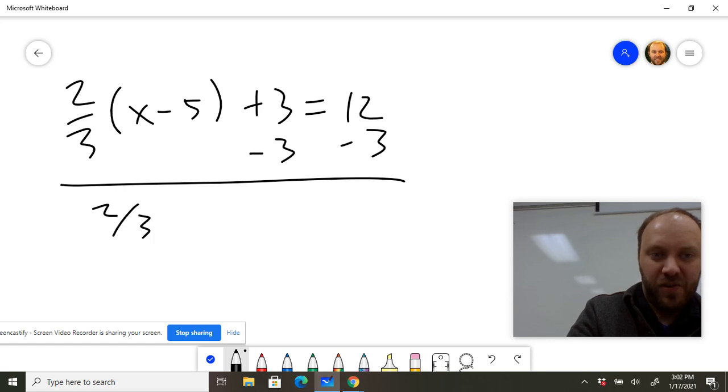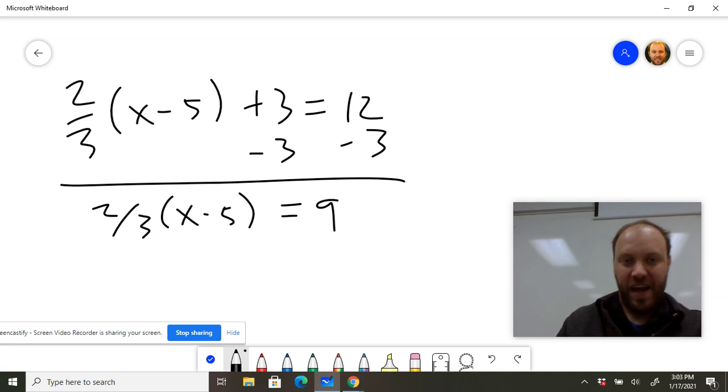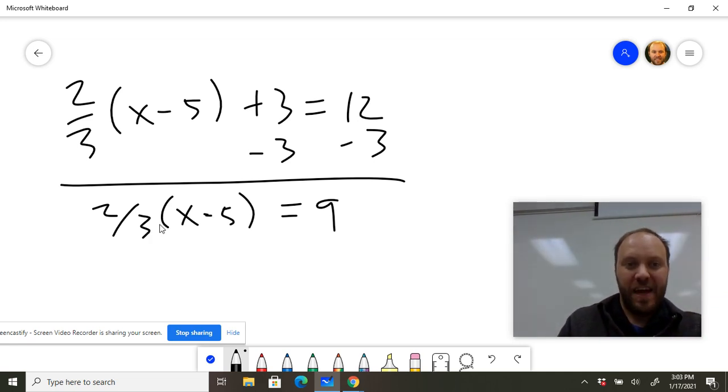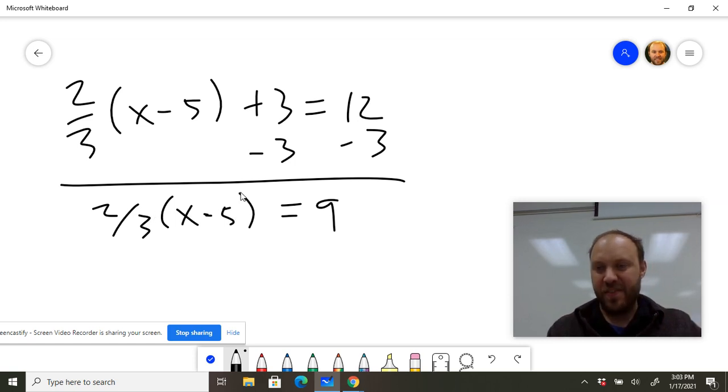So we've got 2/3 times the quantity x minus 5 is equal to 9. Okay, now to get to that x minus 5, I don't want to distribute that and have a 2/3 x minus 10/3. Get rid of that 2/3. Okay, and we talked about various ways of doing it. The quantity is being multiplied by 2/3, so you can divide both sides by 2/3. You know, from whenever you learn to divide with fractions, what, 4th, 5th grade, something like that.